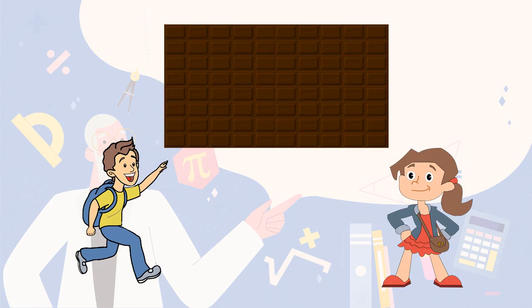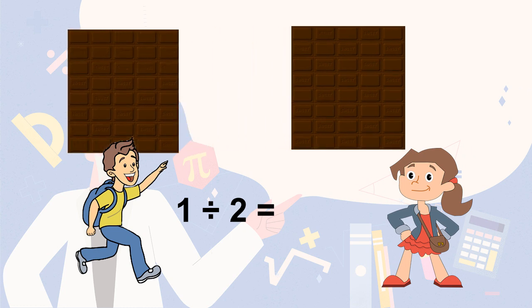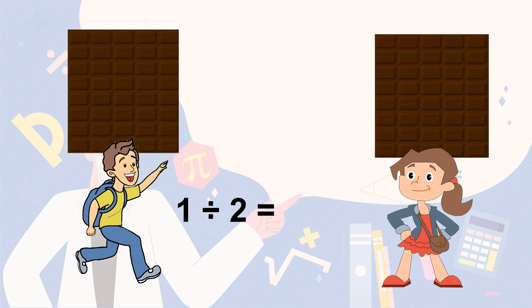Now, we have one chocolate bar. If I'm going to distribute it over two students, a boy and a girl, each one will take half the chocolate. So the quotient will be half. So 1 divided by 2 equals half.